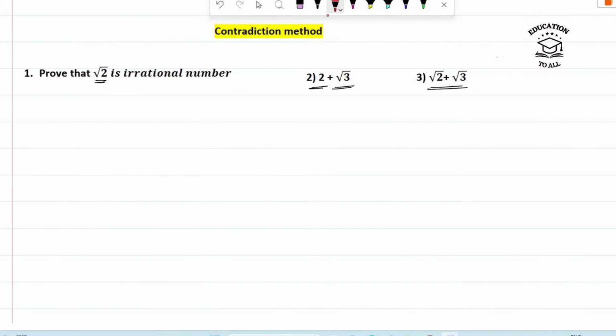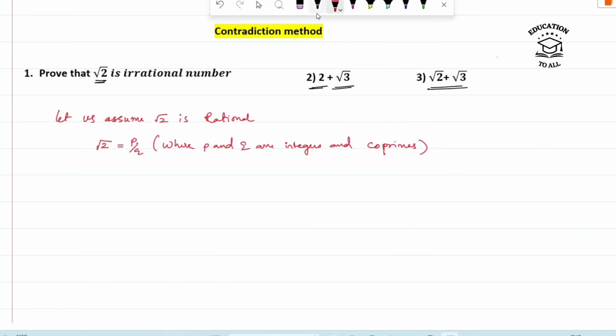Question number 1. So, let us assume root 2 is rational. If it is rational, we can express it in terms of p by q. So then root 2 is equal to p by q, where p and q are integers and co-primes.